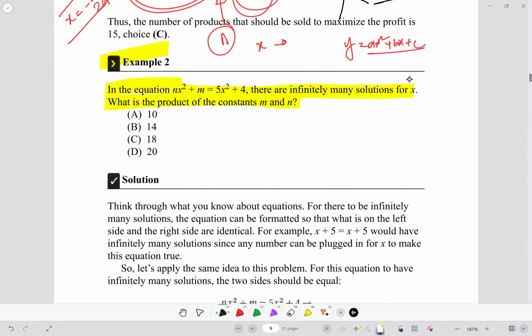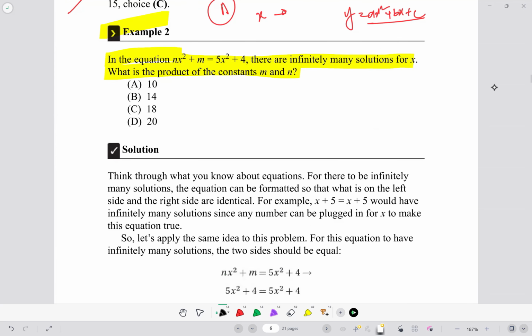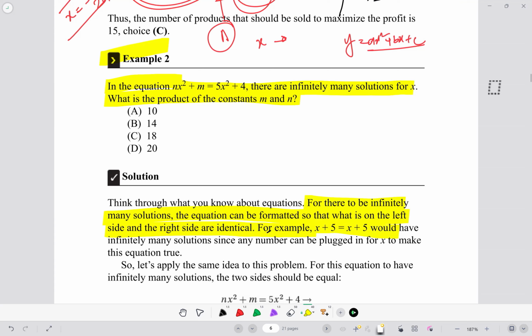So let's look at the solution and what approach they take. Think through what you know about equations. For there to be infinitely many solutions, the equation can be formatted so that the left side and the right side are identical. For example, x plus 5 equals x plus 5 would have infinitely many solutions, since any number can be plugged in for x to make the equation true.